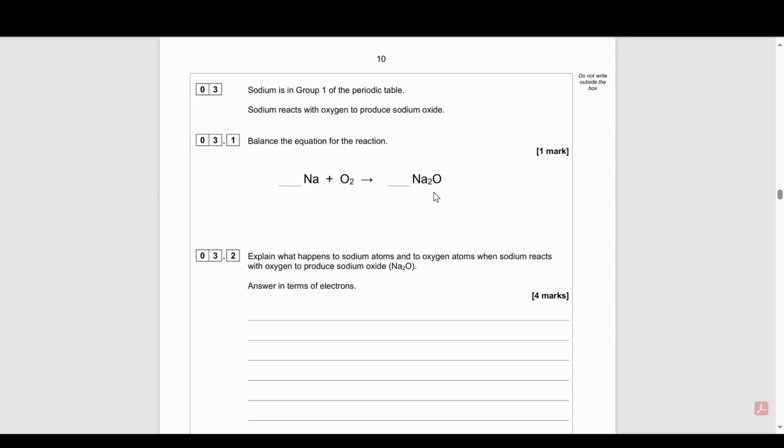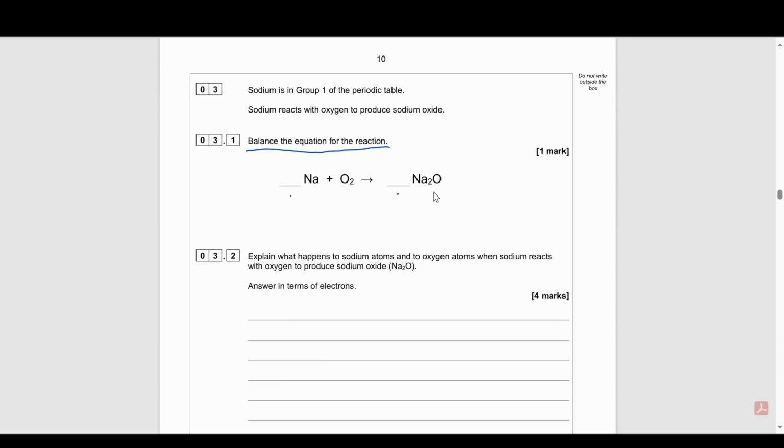Question 3. Sodium is in group 1 of the periodic table. Sodium reacts with oxygen to produce sodium oxide. Balance the equation for the reaction. So we have to put a value in front of sodium and a value in front of sodium oxide.